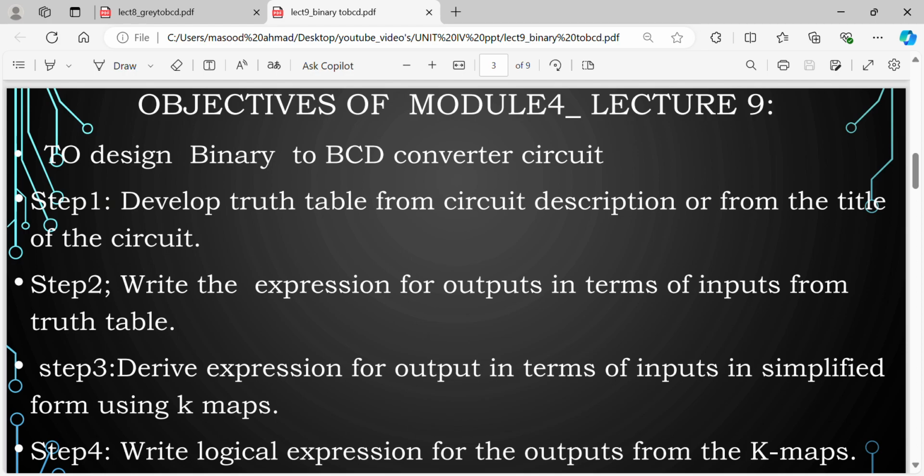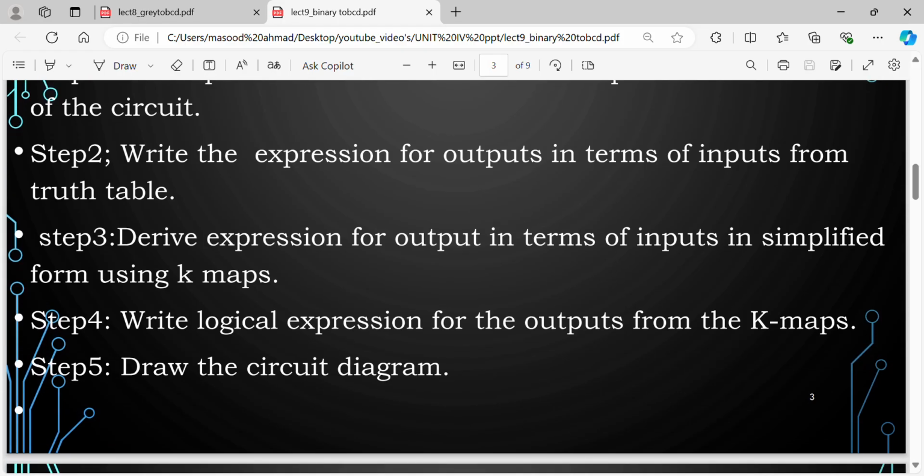In step 2, we try to write the expressions for outputs in terms of inputs, because outputs are functions of inputs. Then we derive expressions for outputs in terms of inputs in a simplified form using K-maps. Then we write the expressions from the K-maps. From the expressions, we draw the circuit. Once we get the circuit, the design is complete.